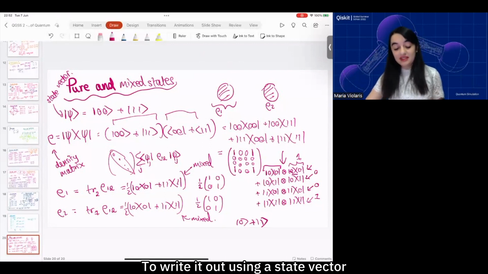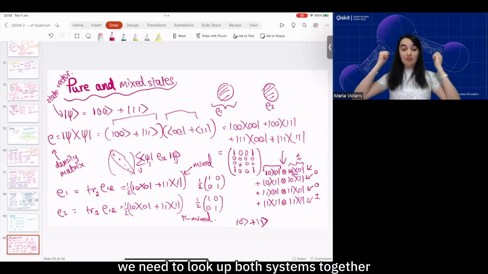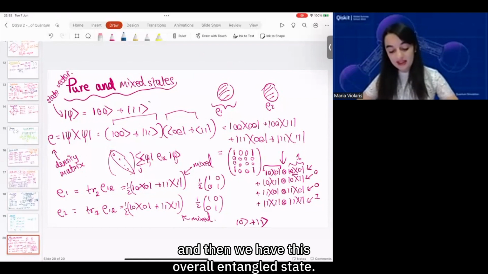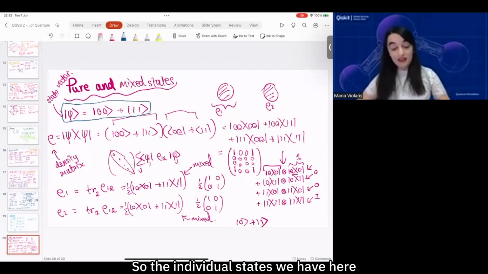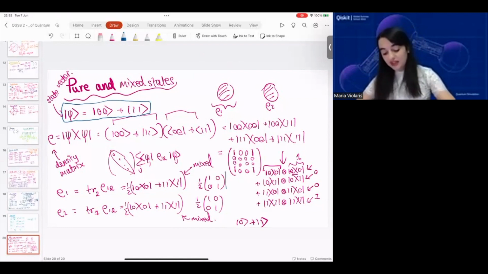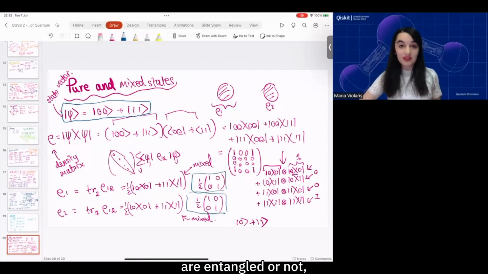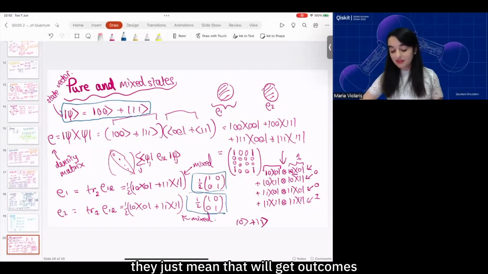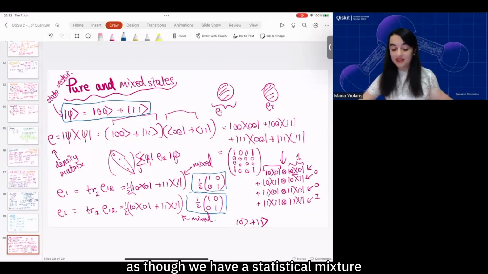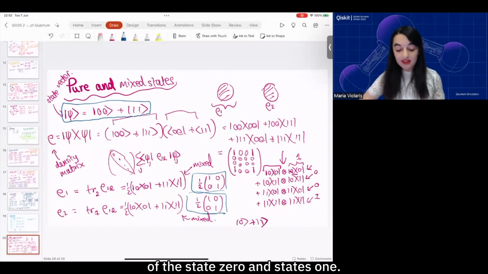To write it out using a state vector, we need to look at both systems together, and then we have this overall entangled state. So the individual states we have here don't tell us whether these qubits are entangled or not. They just mean that we'll get outcomes as though we have a statistical mixture of the state 0 and state 1.